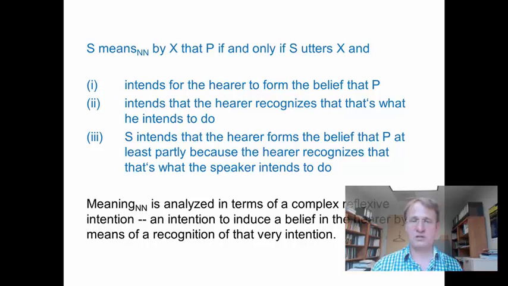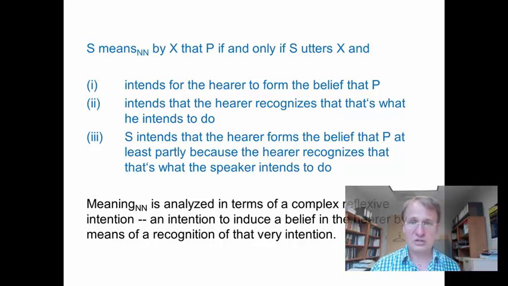So, in yet other terms, for the speaker to have non-natural meaning when saying something, the speaker must intend the hearer to form a certain belief. The speaker must intend for the hearer to pick up on the speaker's intention for the hearer to have that belief, and the speaker must intend that the hearer forms the belief because the hearer has picked up on the speaker's intention for him to do so.